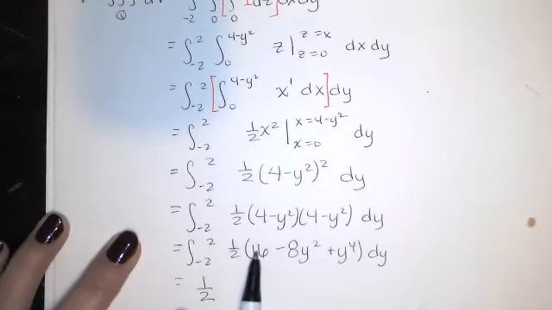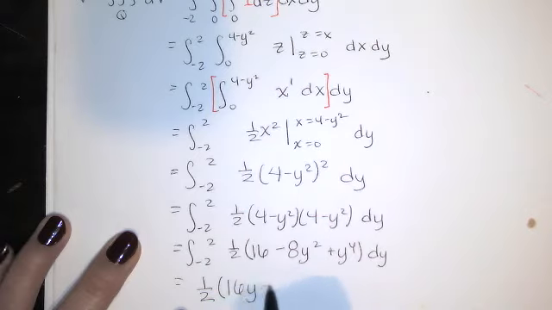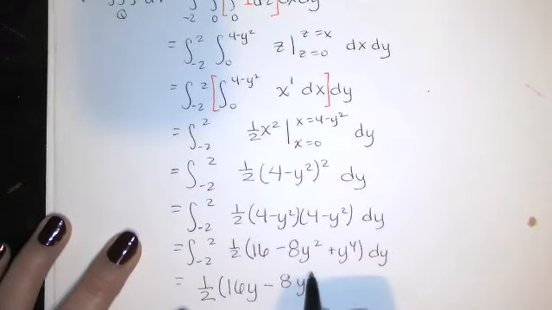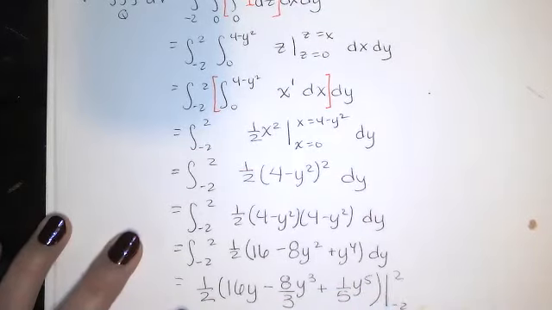And now we just anti-differentiate this with respect to y. The antiderivative of a constant with respect to y is that constant times y. Bring the -8 down. Then we use the power rule. Add 1 to the exponent and divide by the new exponent. And then we do the same thing here. Add 1 to the exponent and divide by the new exponent. And then we evaluate from -2 to 2.